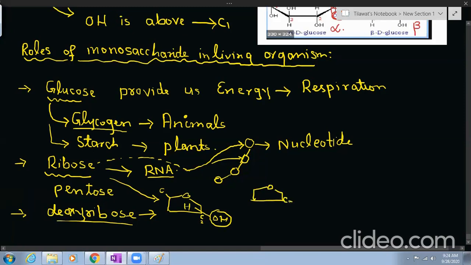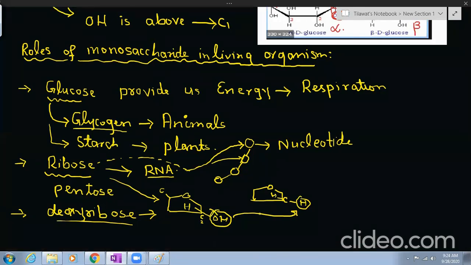Like this, at carbon number 2, instead of a hydroxyl group, there is what? Hydrogen. It means the hydroxyl group is replaced by hydrogen. That's why this is called deoxyribose. One oxygen is missing here. This oxygen is not there. Instead of that, we have hydrogen. That's why this is called deoxyribose. But still it is a monosaccharide.